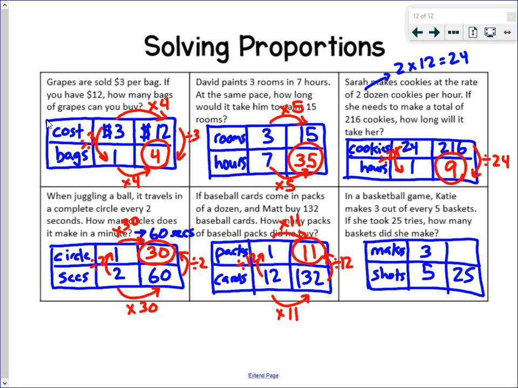In this case, we can't go up and down because 5 divided by 3 is a decimal. However, 25 divided by 5 is 5, so we can go across. And in this case, we're going to be starting at 3, so it'll be times 5. So 3 times 5, and our answer will be 15.